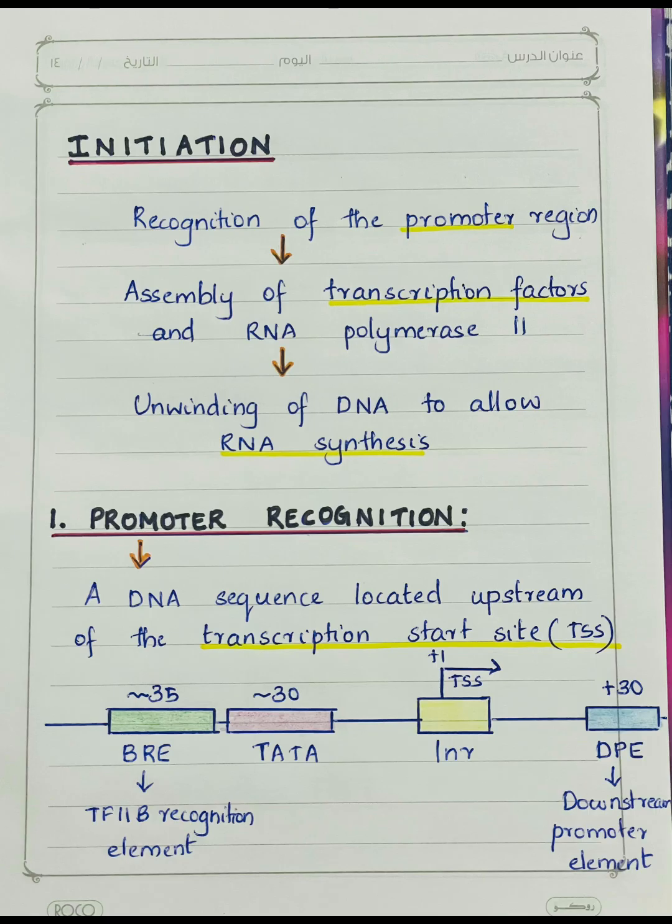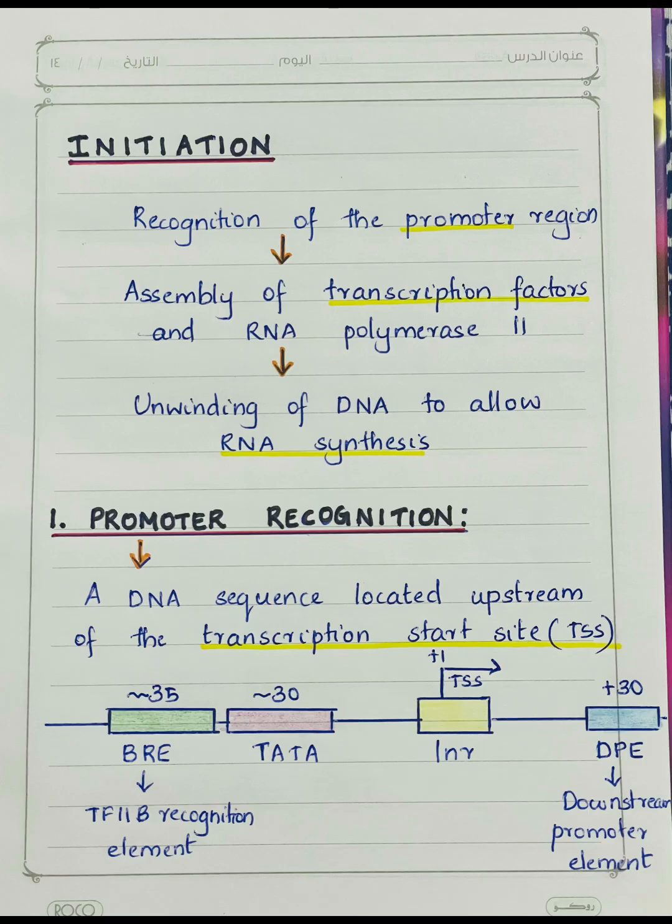Promoter recognition. A promoter is a DNA sequence located upstream of the transcription start site. The major elements of the promoter region include the TATA box. The TATA box is located 25 to 30 base pairs upstream, that is before the transcription start site. It acts as a landing site for the transcription factor called TBP, TATA binding protein.